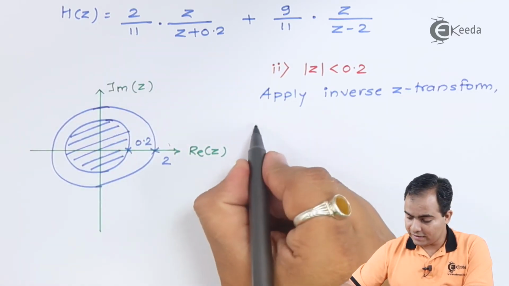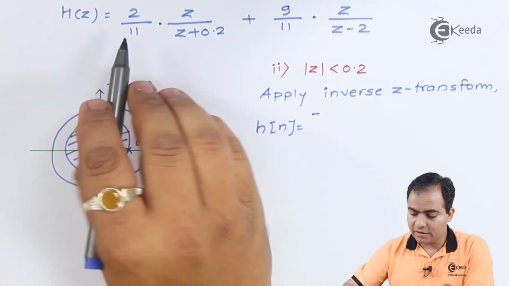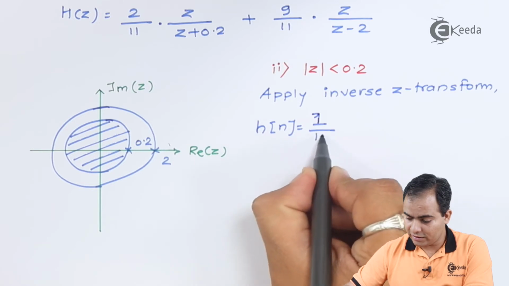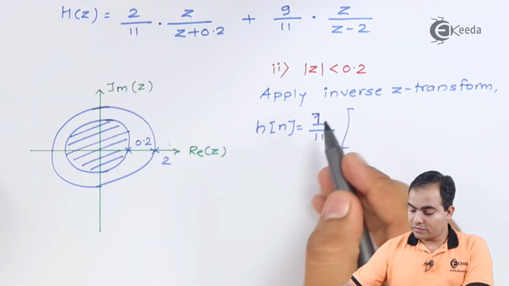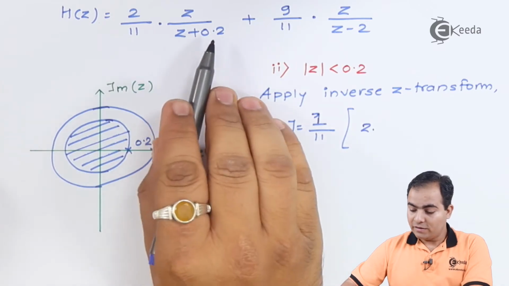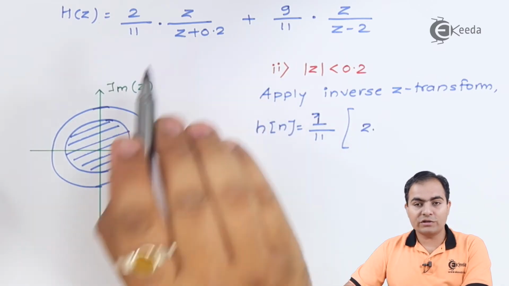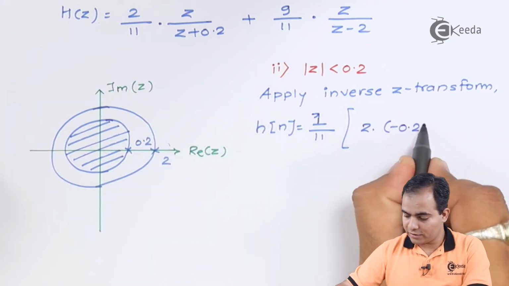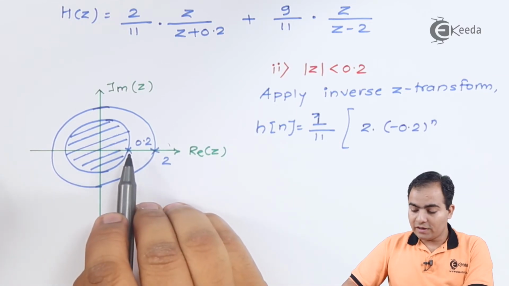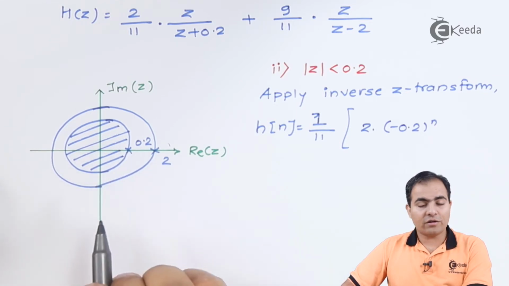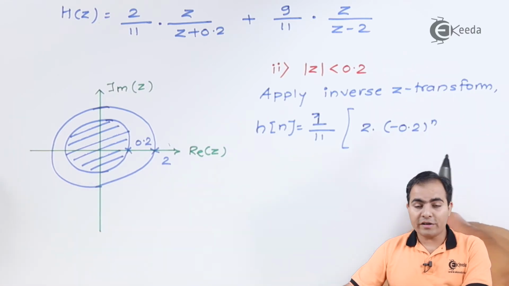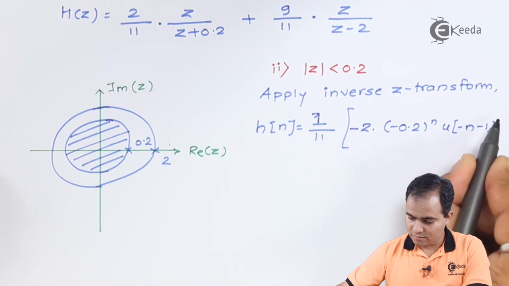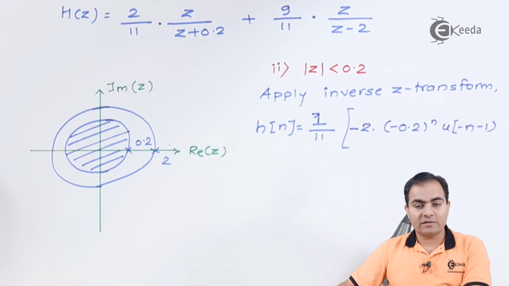So H(z) is written as h(n). Again here 1/11 is a constant, so I'll write 1/11 outside. Now this 2 is a constant, so I'll write it first. Next part, the value of 0.2. This is the location of a. Here the sign is plus, so we will write (-0.2)^n. Now here the ROC is anti-causal or non-causal, which means we are not going to write u(n). We will write minus u(-n-1).